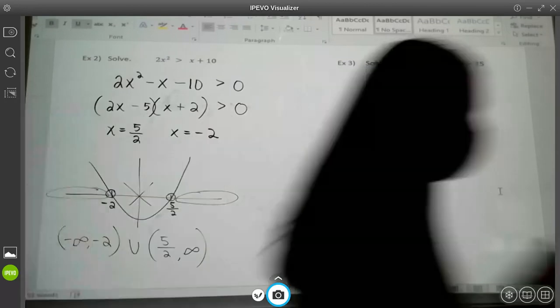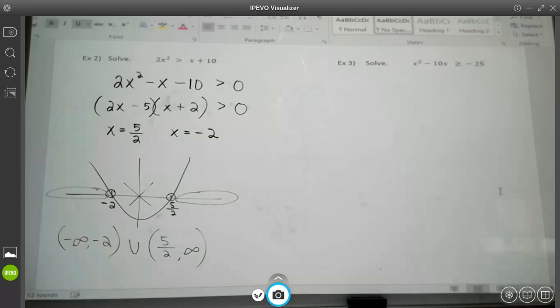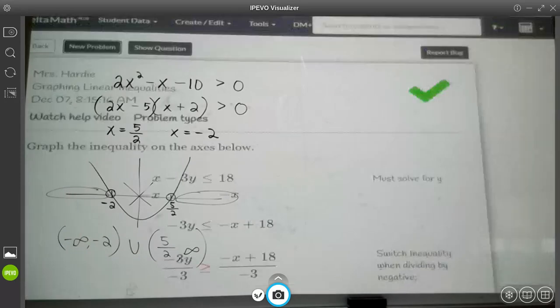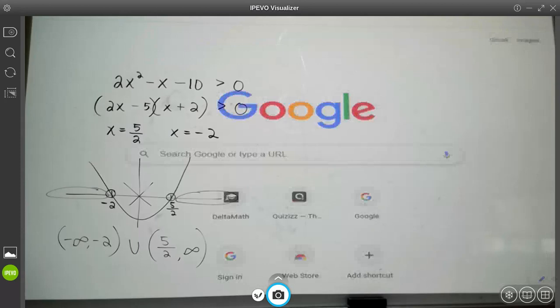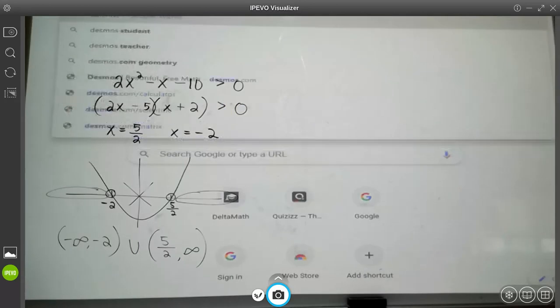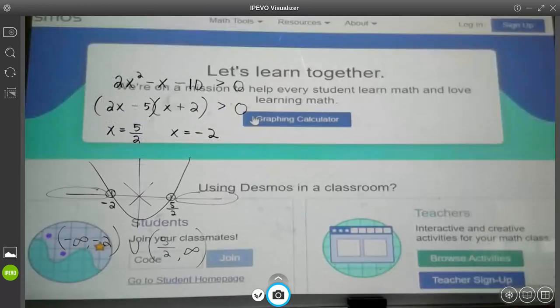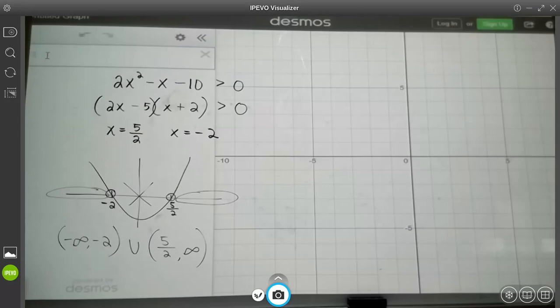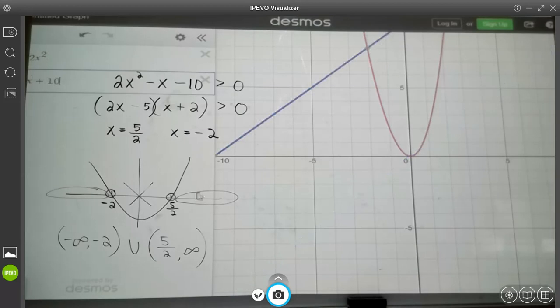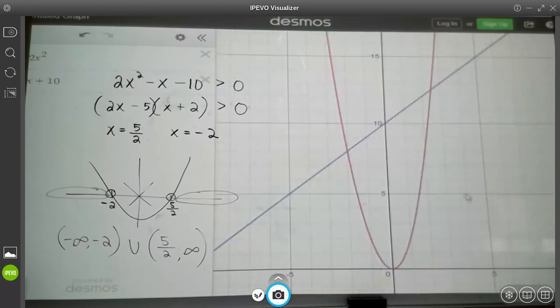So you would treat 2x squared as one function and x plus 10 as another. And now you would be looking for, what did it say originally? It wanted 2x squared to be greater than x plus 10? Is that what the original problem said? So now you would be looking, where is the parabola, the red graph, greater than the blue graph, the line? It's greater than it from an x value of -2 all the way to infinity.